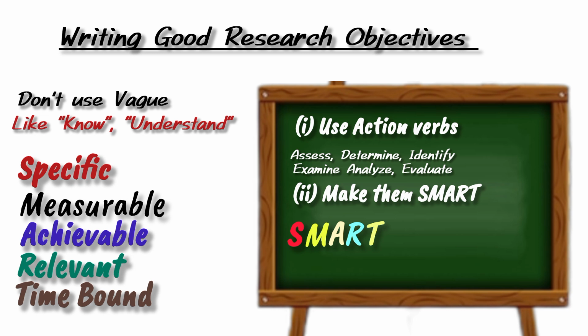So SMART objectives should be specific, measurable, achievable, relevant, and time-bound. If your research objectives follow this rule, they will be clear, practical, and achievable, giving your research a strong foundation. SMART objectives guide your study, help you collect and analyze data properly, and make sure your research stays focused. So avoid being too broad, keep them clear and focused.